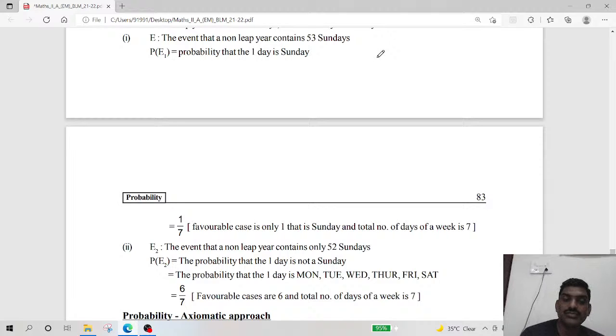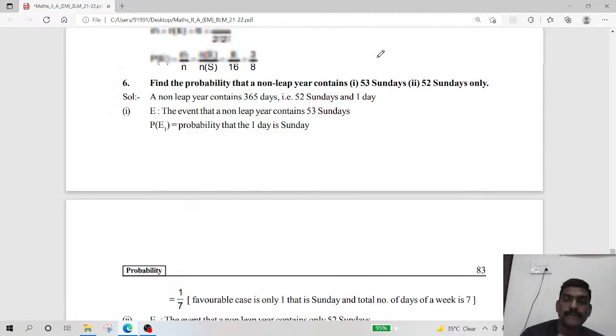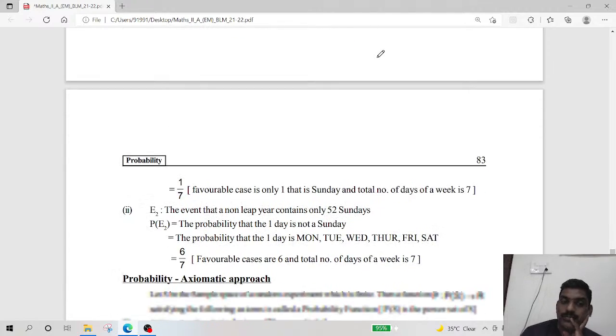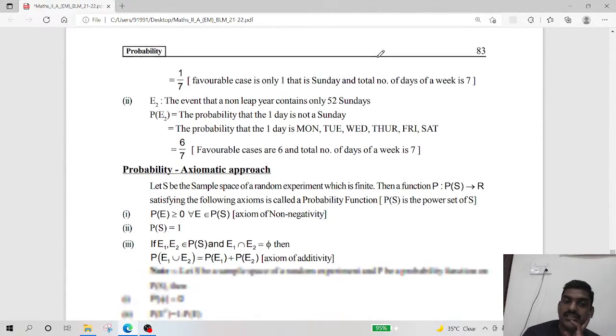Non-leap year means 364. Yes, the probability that 1 day is not a Sunday: in a non-leap year, 365 days, so that 1 day may be Monday, Tuesday, Wednesday, Thursday, Friday, Saturday. 6 over 7.